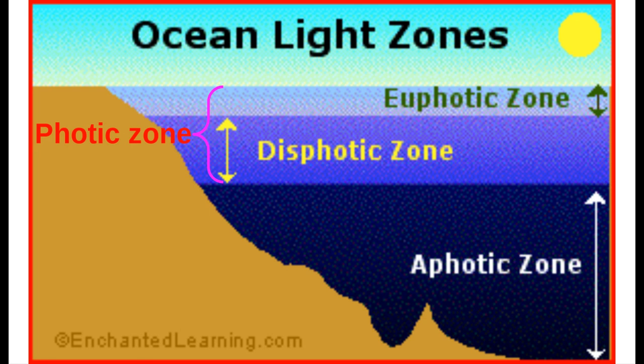The aphotic zone is the water layer where there is no visible sunlight. Most of the water in the ocean lies in the aphotic zone. Some lakes are also deep enough to have aphotic zones.